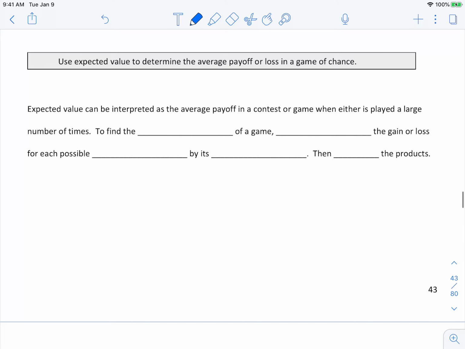Now, obviously, this might differ from person to person, but on average, there's nothing to gain or lose by guessing. Okay, expected value can be interpreted as the average payoff in a contest or game when either is played a large number of times. To find the expected value of a game, we multiply the gain or loss for each possible outcome by its probability, and then we add the products.